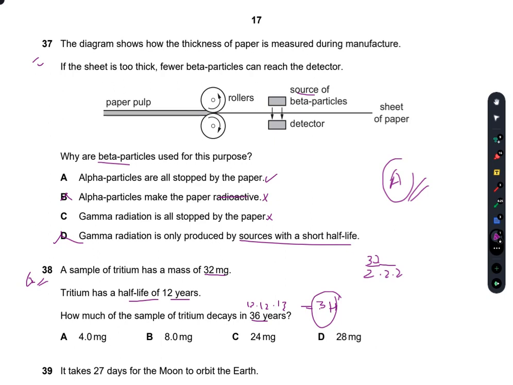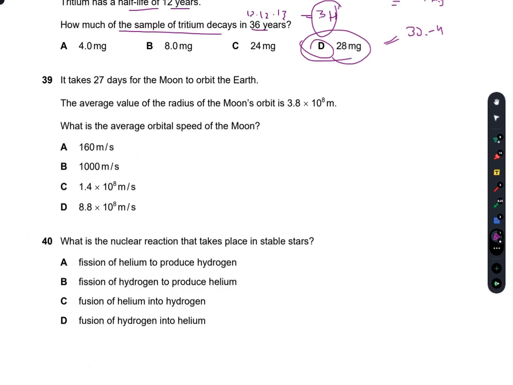So 32 divided by 2, that is equal to 16. You divide it by 2 again, that is equal to 8, and you divide it by 2 again, that is equal to 4. So the total tritium left would be 4 milligrams. So in 36 years, 32 minus 4, that is equal to 28 milligrams. 28 milligrams of tritium would have decayed. So D would be the right option.